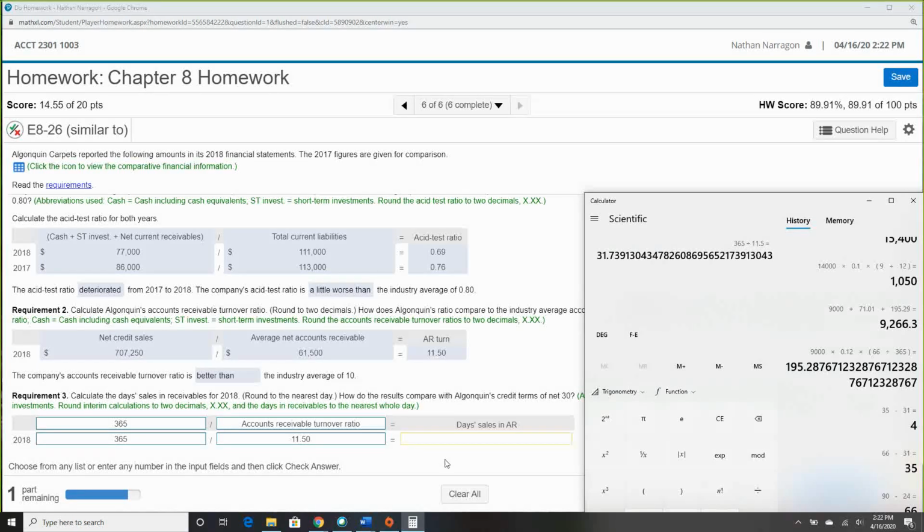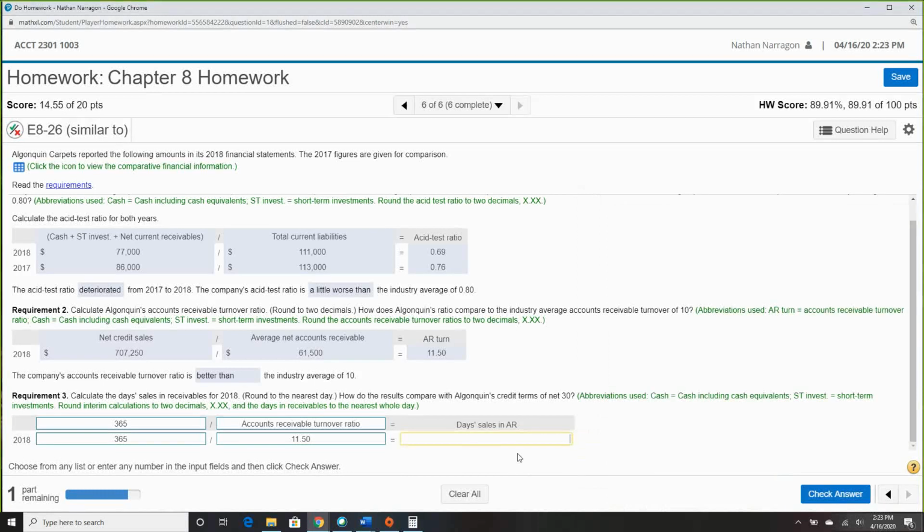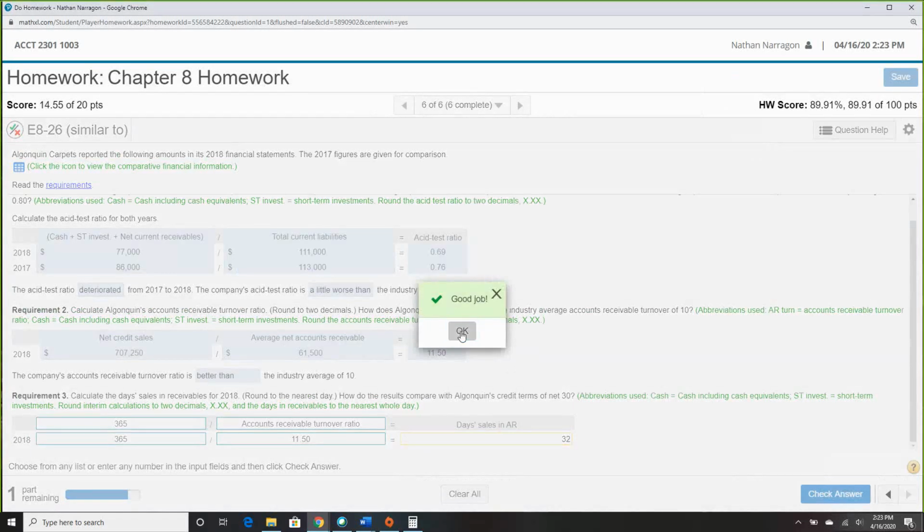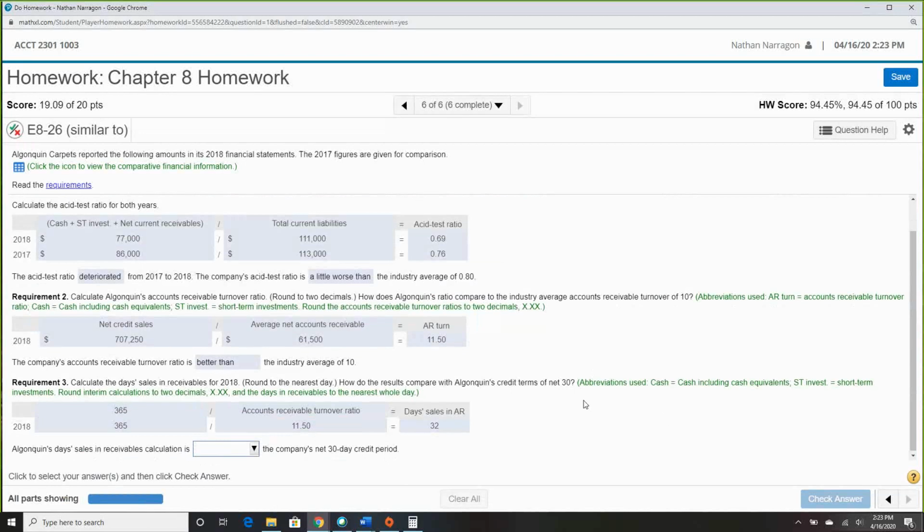Again, they want to do the days in receivables to the nearest whole day. Okay? Income calculations are 2 decimal, but everything else is whole day. So this will mean I'll round to the whole number as 31.7. So I'll round this up to the next day. So it's about 32 days. Check. Good. So be careful of the rounding.